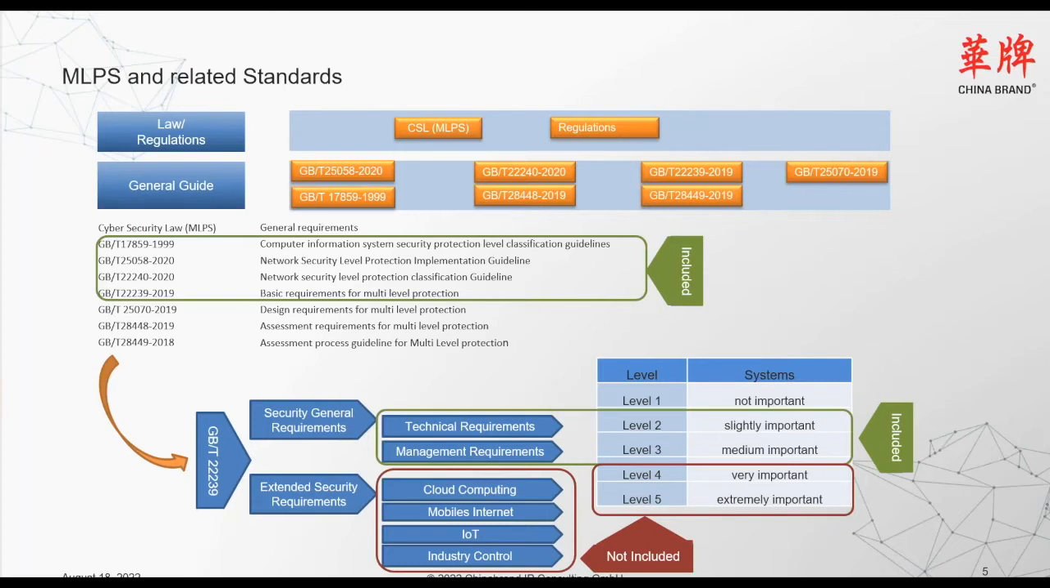What we will not be talking about is the extended security requirements for cloud computing, mobile internet, IoT, and industry control. These contents can also be found in the ISO 27000 series, but it goes too deep for now. Maybe we will have a more detailed webinar on these topics some other day, but today we will mainly focus on basic requirements.